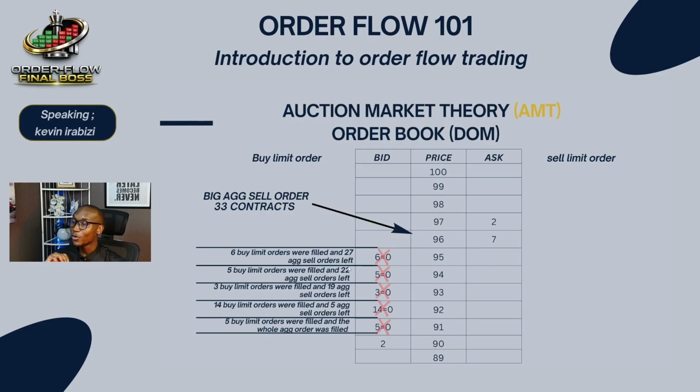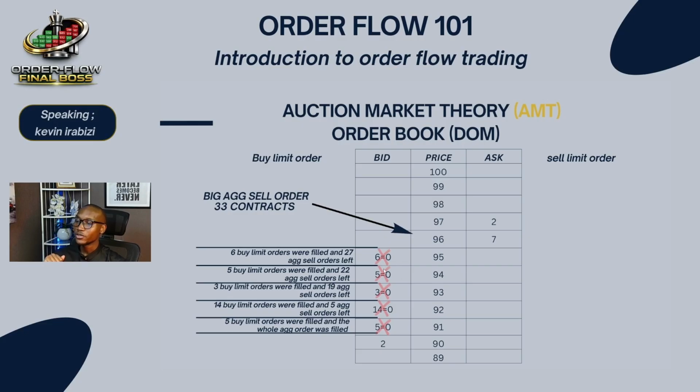And the aggressive order remains with 27 contracts left for the order to be completely filled, because the order has 33 contracts. So this pushes us to the next best available level. And what level is that? Price level 94. What do we find there? 5 contracts. 5 contracts minus 33. We fill all the 5 contracts and we remain with 0 limit contracts. So what happens?